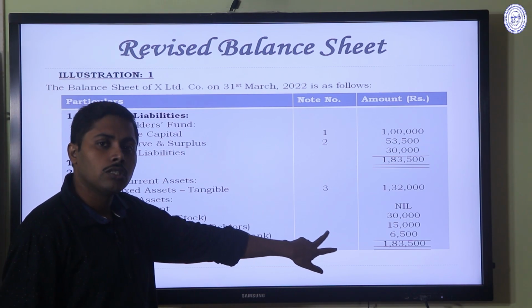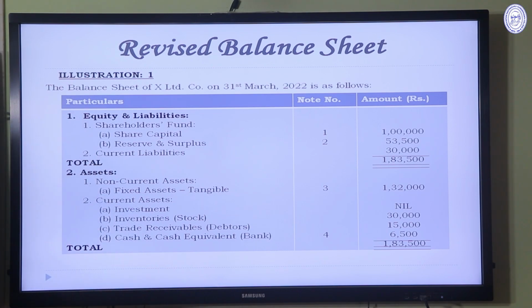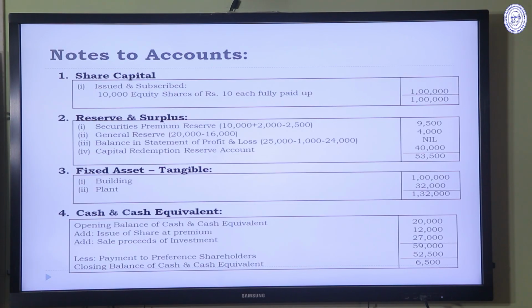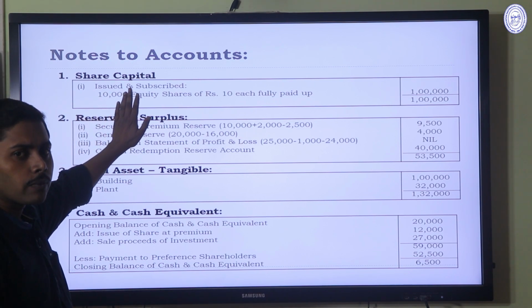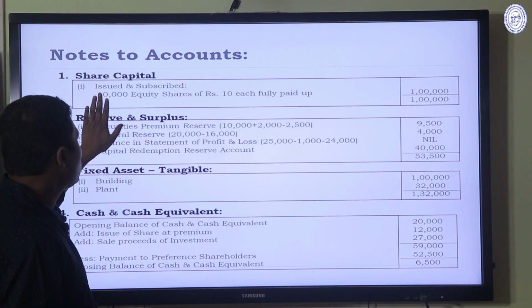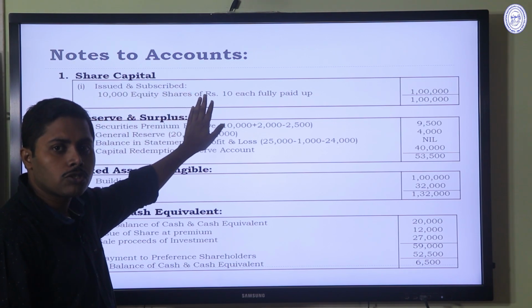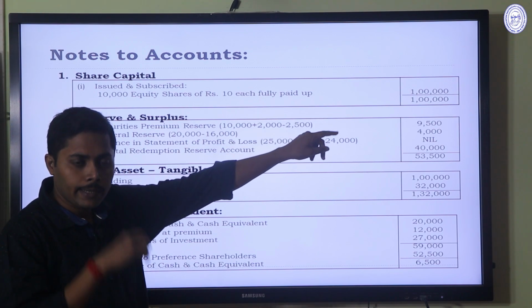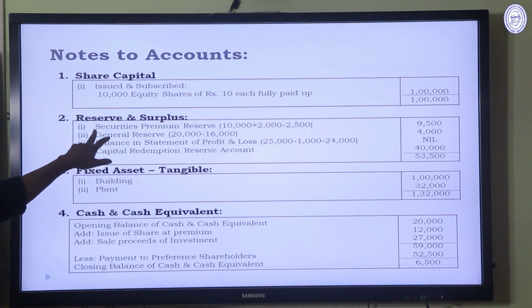Bank balance, it is denoted in note number 4. So we will just see the note numbers. The first note, existing 9,000 equity shares were there, along with that 1,000 equity shares have been issued. So total 10,000 equity shares of rupees 10 each fully paid up, 1 lakh. Next we will look at the reserve and surplus balance.